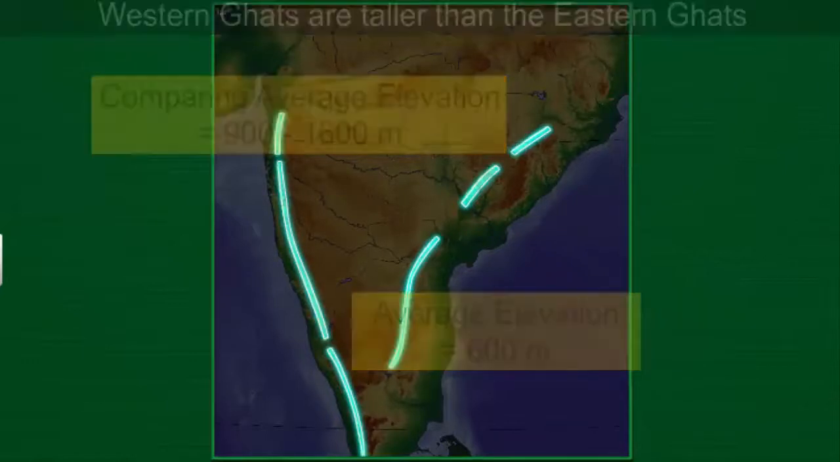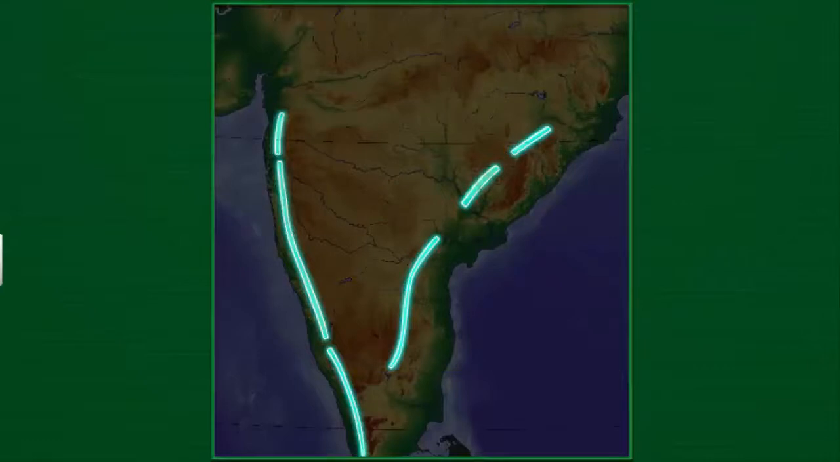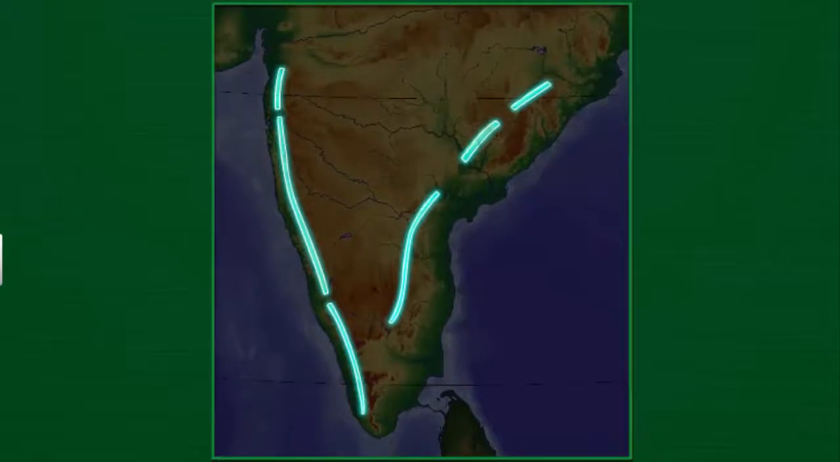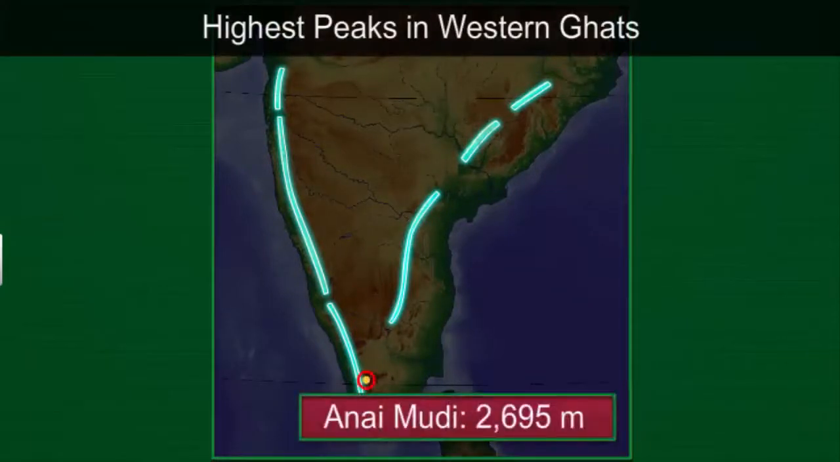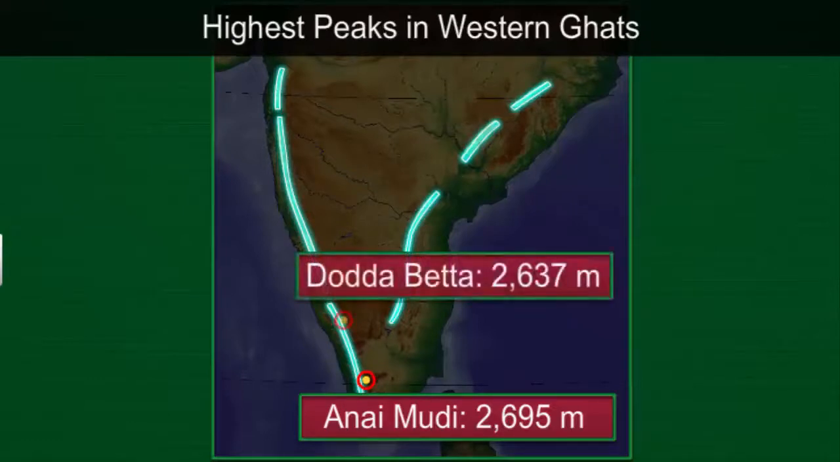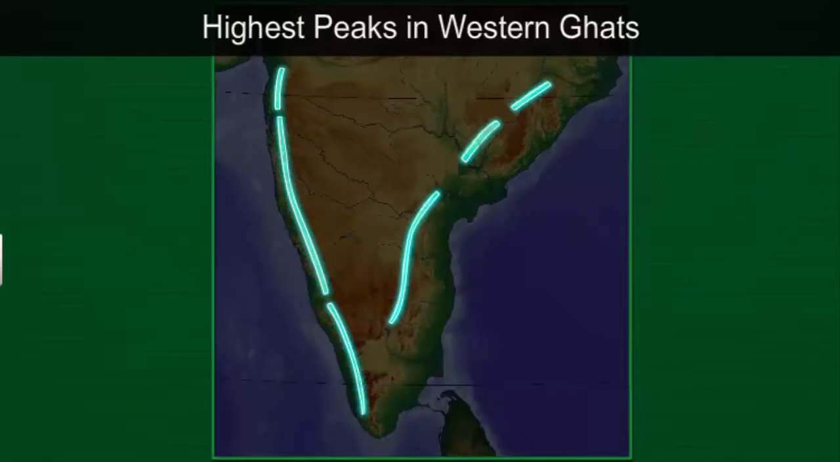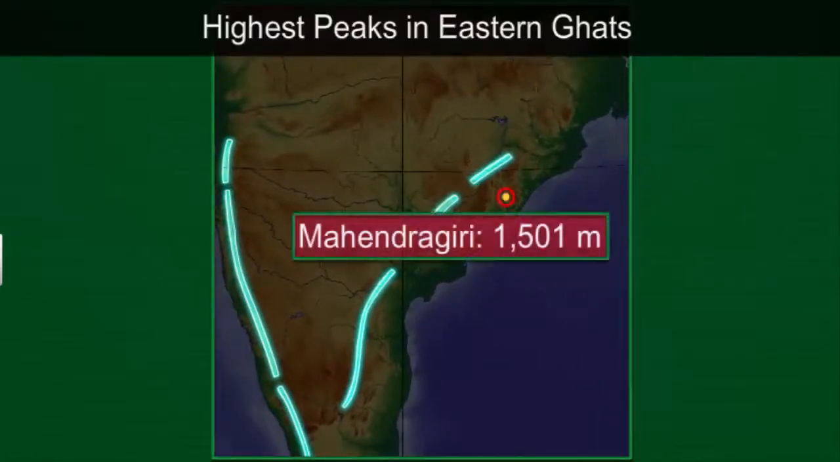The height of the Western Ghats progressively increases from north to south. The highest peaks include the Annaimudi Peak, which is 2,695 meters tall, and the Doddabetta Peak, which is 2,637 meters tall. Compared to this, the highest peak in the Eastern Ghats is the Mahendragiri Peak at 1,501 meters.